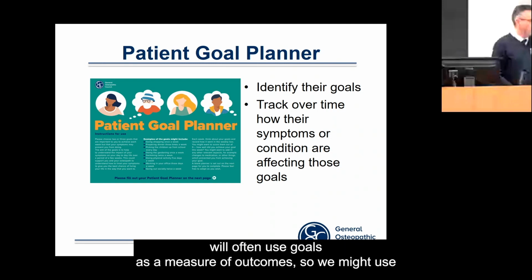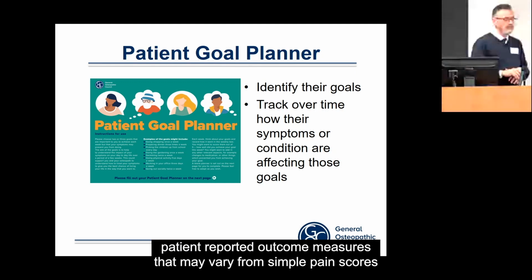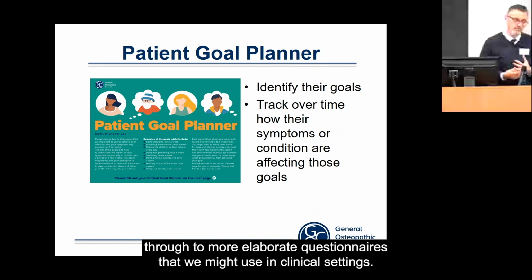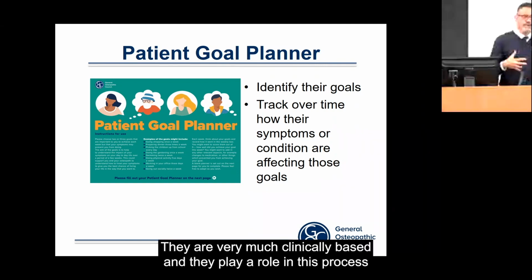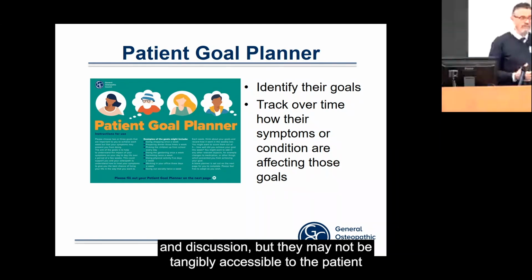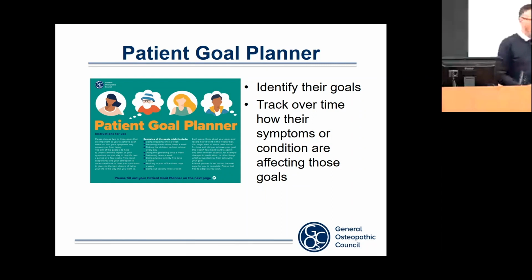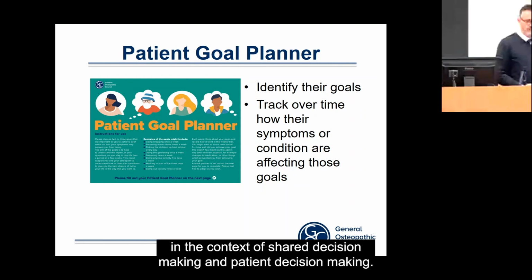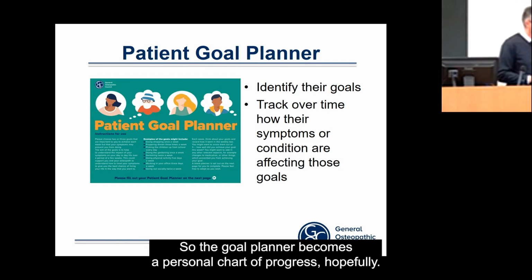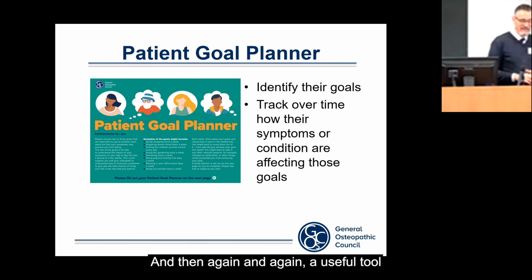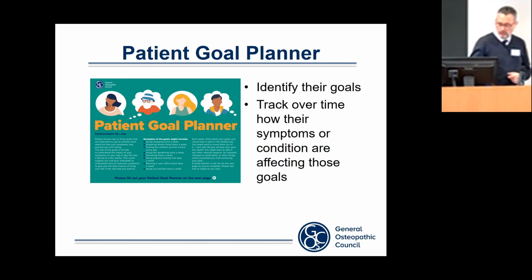Osteopaths, clinical practitioners will often use goals as a measure of outcome. So we might use patient-reported outcome measures that may vary from simple pain scores through to more elaborate questionnaires that we might use in clinical settings. They are very much clinically based, and they play a role in this process and discussion, but they may not be tangibly accessible to the patient in the context of shared decision making and patient decision making. So the goal planner becomes a personal chart of progress, hopefully, and then again a useful tool for conversations in clinical practice.